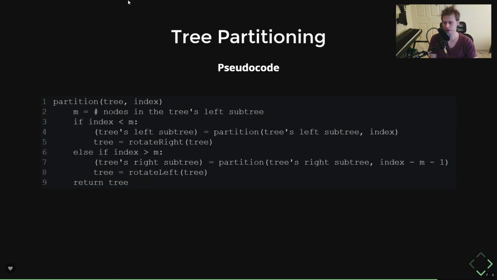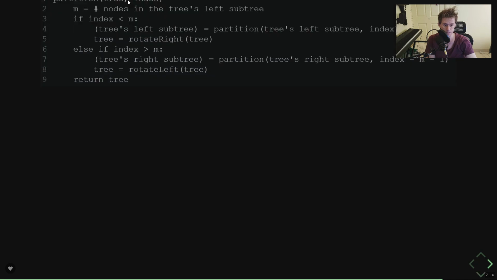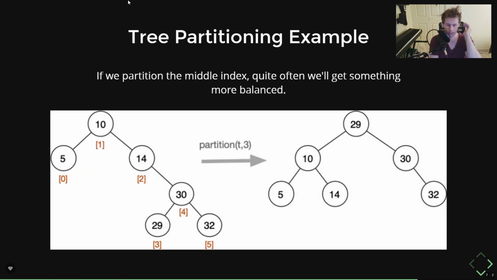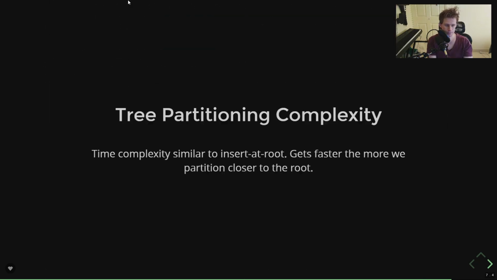This is the code for it. It's pretty simple. I'm not going to go through it. It looks very similar to insert, right? You explore the tree looking for a particular index, and then once you find it, as you unwind, you rotate back. So it's very similar to insert. You go somewhere and then you rotate on the way back to bring it up to the root. And then the time complexity is the same kind of thing. It's O(h), because the worst case is that the thing you're trying to partition about is at the bottom of the tree. So that's why the worst case is O(h) as well.